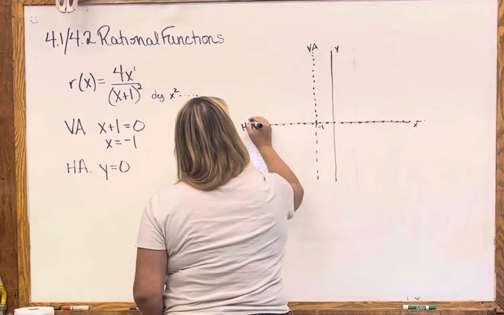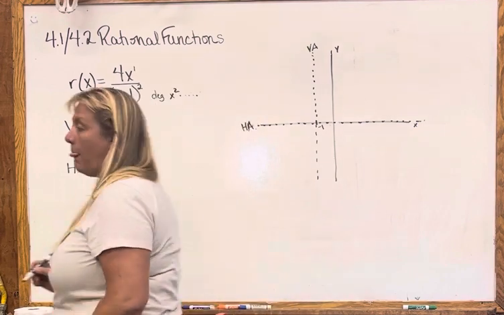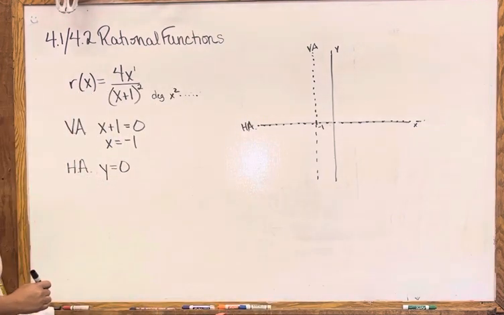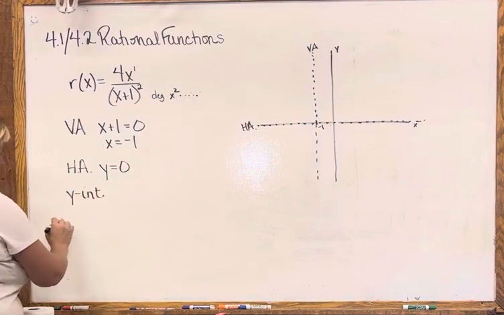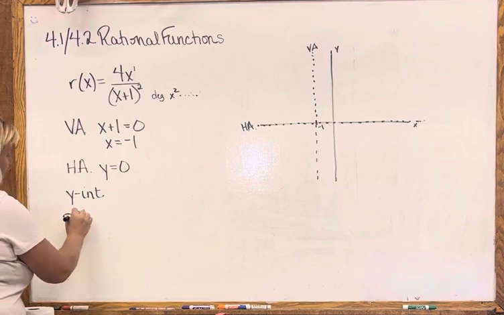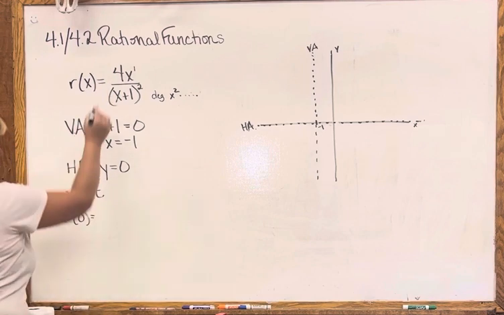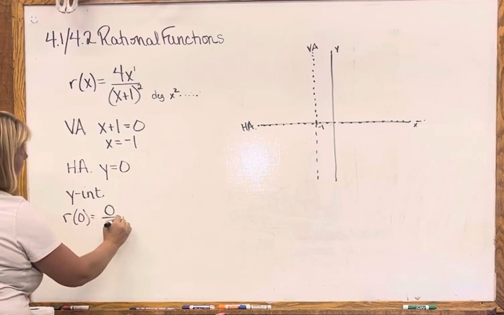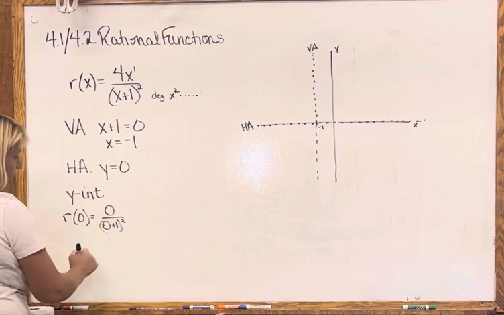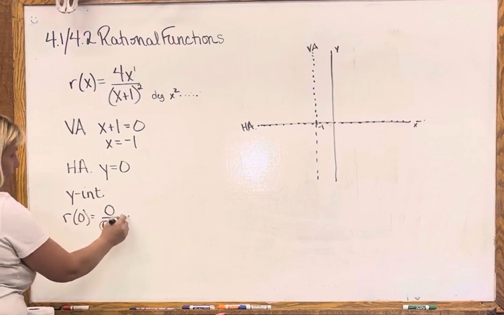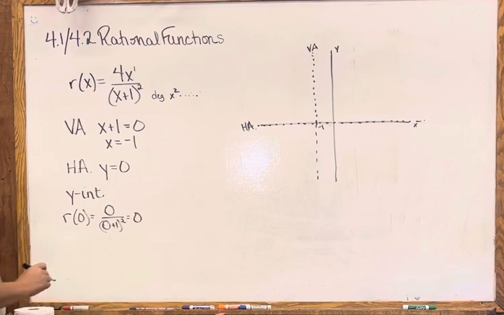So we will give it a label. Okay, all right, and now our intercepts. So our y-intercept here, we want r of 0. So if we put 0 up top, we're just gonna have 0, and then we're gonna have (0 plus 1) squared. So 0 over 1 is just 0. Okay, now we do tend to have a little bit of an issue going on here.